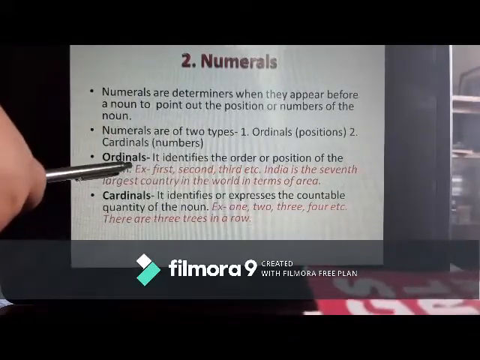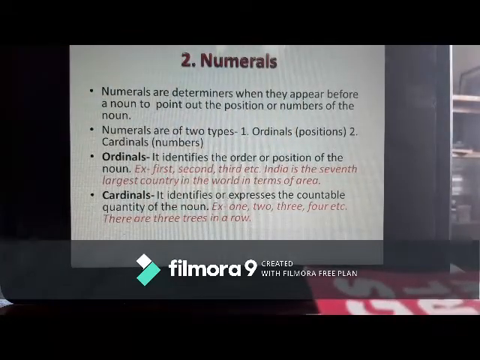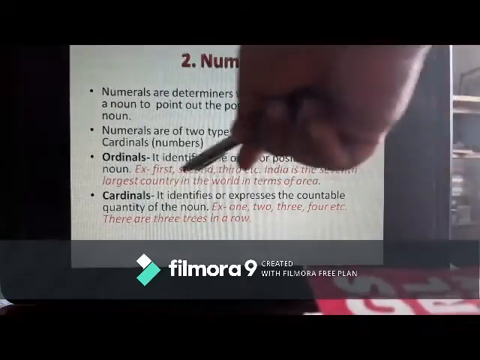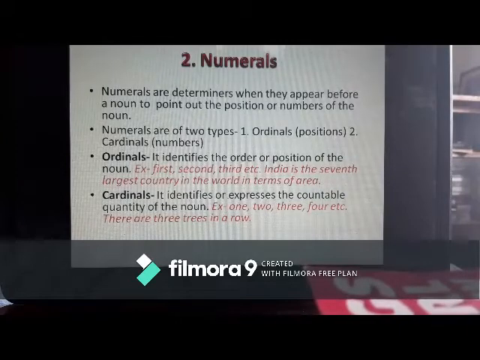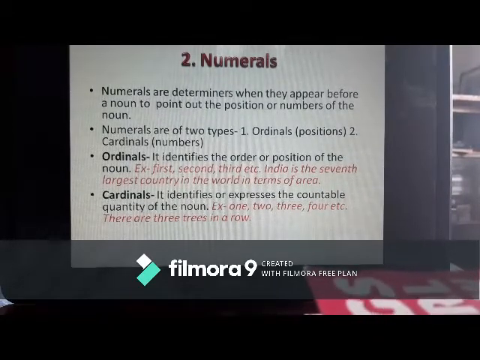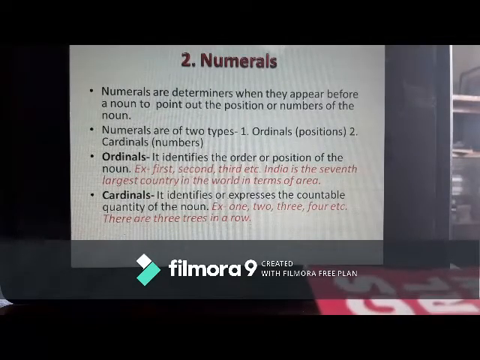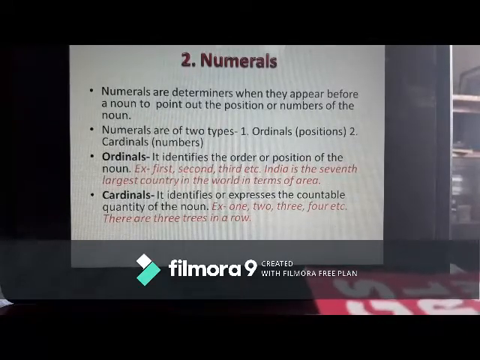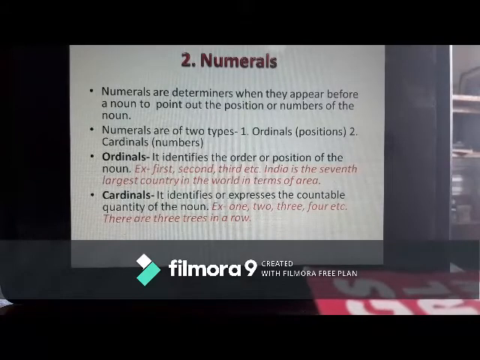So what are the ordinals? Ordinals identify the order or the position of the noun. For example, first, second, third, and so on. And an example: India is the seventh largest country in the world in terms of area. So seventh is what? The seventh is the ordinal determiner, or numeral determiner, okay.